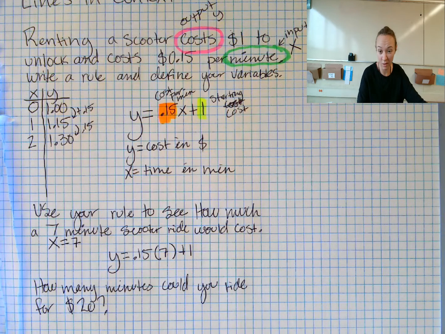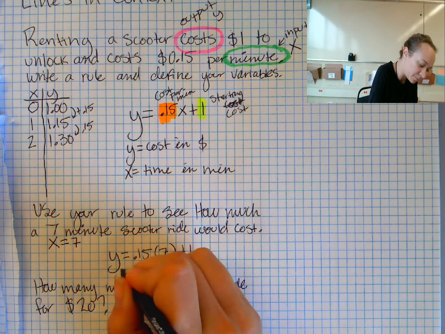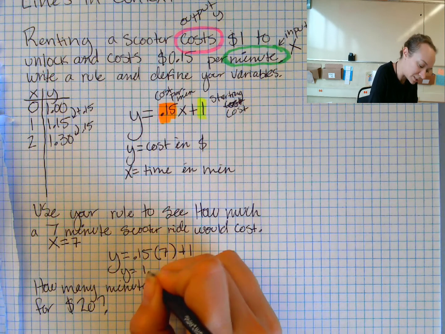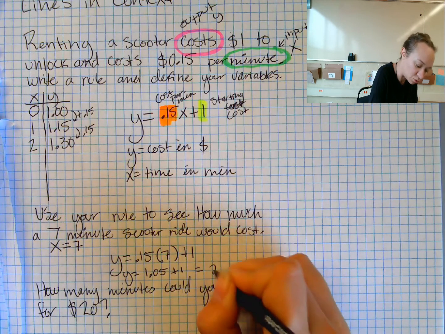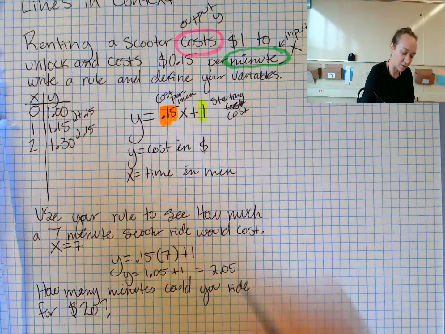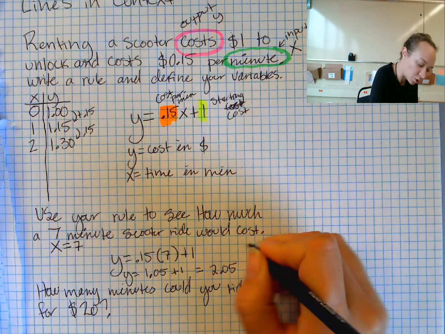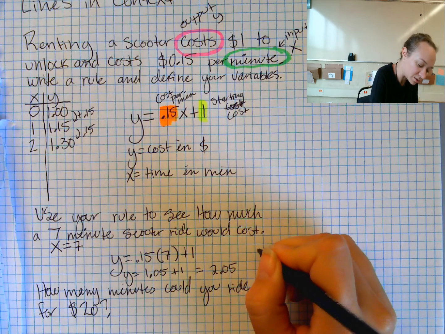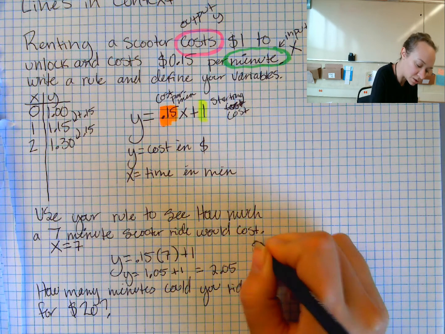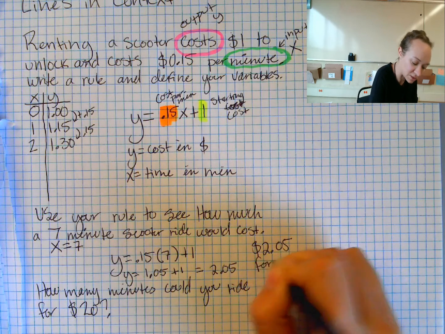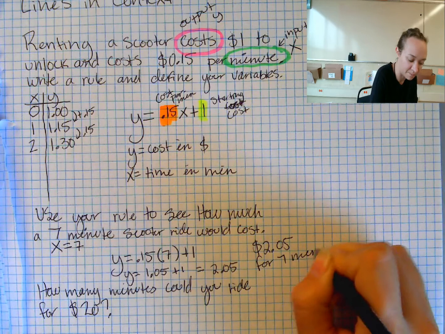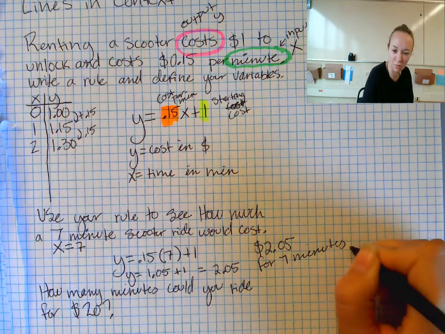You do that math. I got 1.05 plus 1, which would be 2.05. So the ride would cost $2.05 for 7 minutes. It's pretty cheap. 7 minutes isn't very long though.